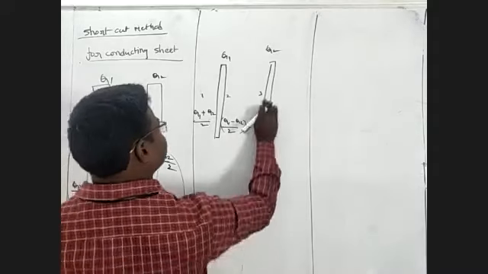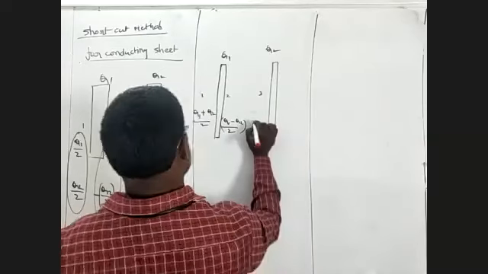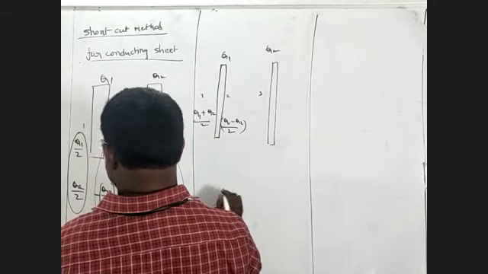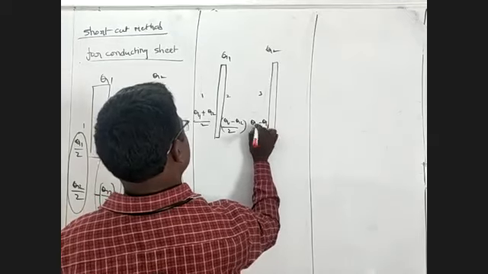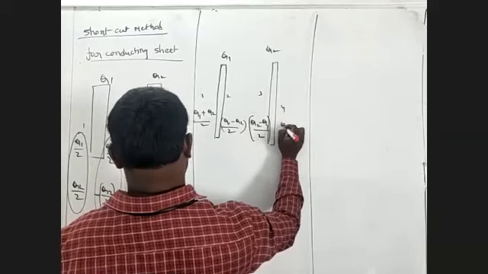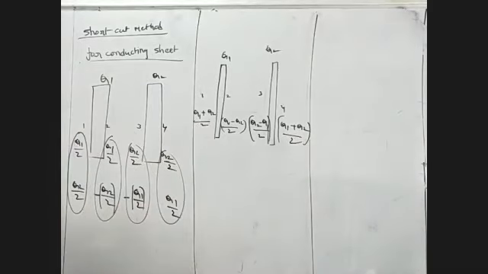Number 3 is Q2 minus Q1 by 2. The fourth region is Q1 plus Q2 by 2. That is your shortcut method.